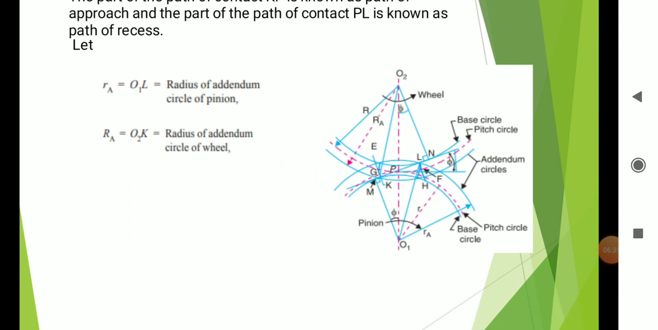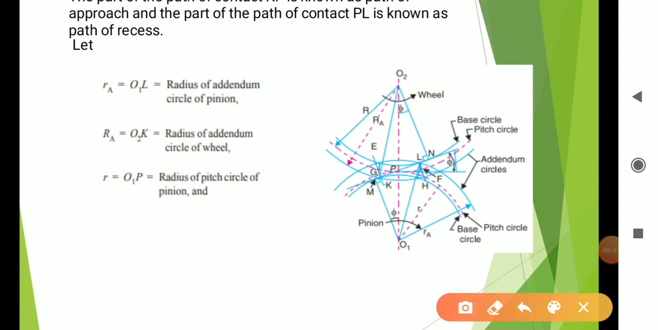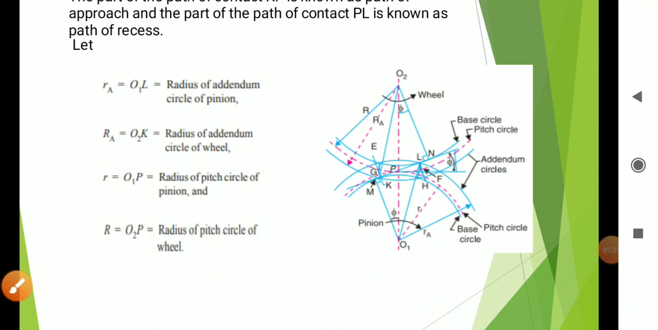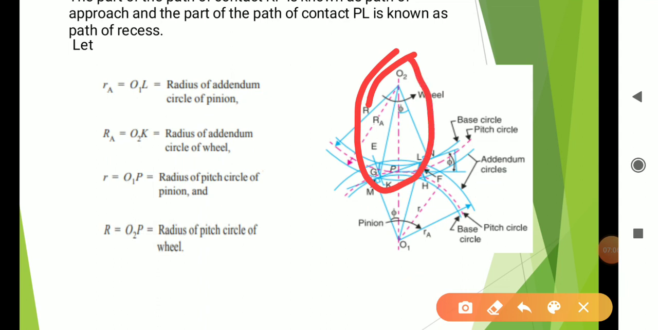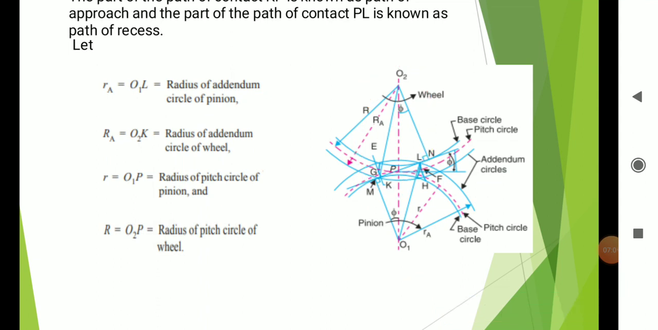Next, small r is nothing but what? Small r is O1P, the radius of the pitch circle of the pinion. Okay. Capital R is equal to what? O2P. Capital R is O2P, and this is nothing but the radius of the pitch circle of the wheel.